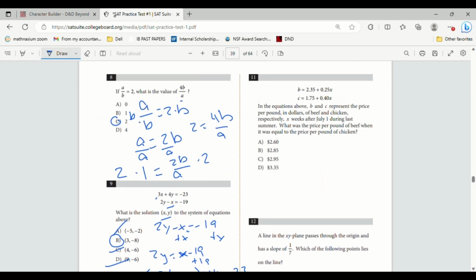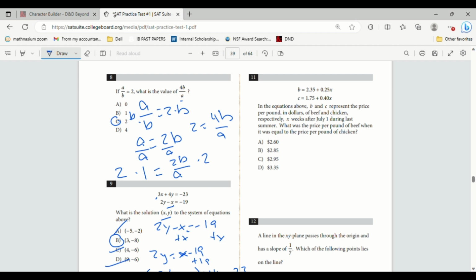Number 11, b equals 2.35 plus 0.25x, and c equals 1.75 plus 0.40x, and so let's explore what these actually mean in context of our question. In the equations above, b and c represent the price per pound in dollars of beef and chicken, respectively, x weeks after July 1st during last summer. What was the price per pound of beef when it was equal to the price per pound of chicken?